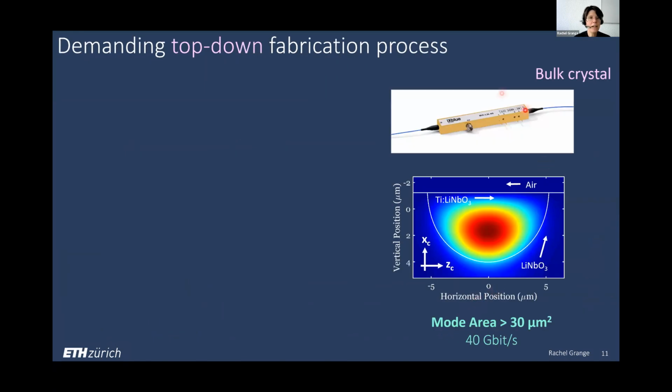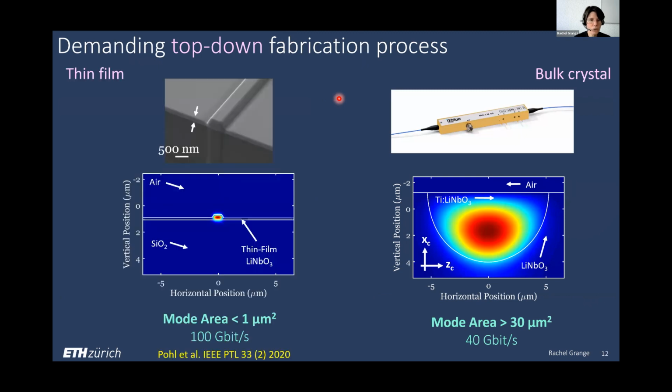So let me start with the demanding top-down process that we want to master so that we can realize small devices. When I talk about small devices, here I compare a bulk crystal of lithium niobate, and you see the cross-section of a waveguide. You have the vertical position where you will launch the light, for instance with this fiber, and you see that the waveguide is elongated in the plane of the screen.